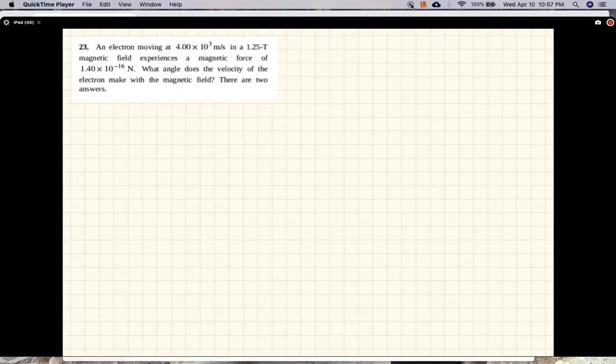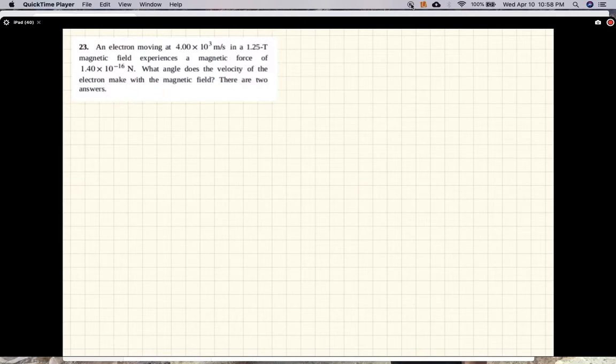Okay, on to problem number 23. An electron moving at 4 times 10 to the 3 meters per second in a 1.2 Tesla magnetic field experiences a magnetic force of 1.4 times 10 to the minus 16 newtons. What angle does the velocity of the electron make with the magnetic field? So there are two answers to this problem.